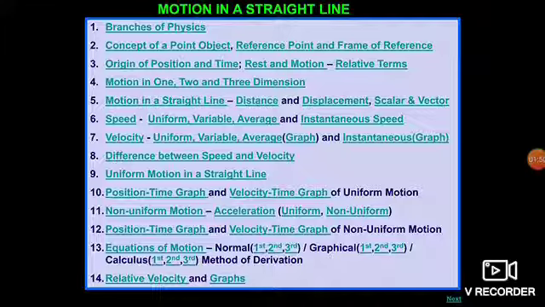In this, you have already learned distance, displacement, scalar and vector. I told you earlier also. Speed: uniform, variable, average and instantaneous speed. This we have already discussed. Velocity: uniform, variable, average, graphical presentation and instantaneous velocity also. Instantaneous velocity means when we write v equals dx by dt, it will give us instantaneous velocity. Difference between speed and velocity you have done already. Uniform motion in a straight line, which we are doing right now. Position-time graph, velocity-time graph of uniform motion. These graphs are already given in notes as well as in PPTs.